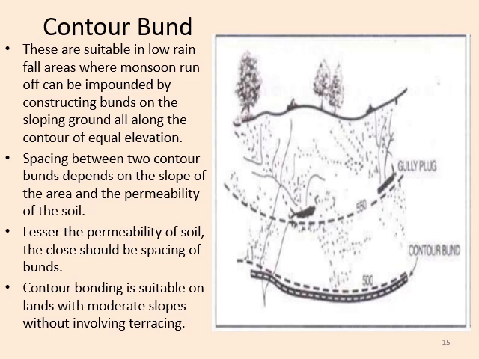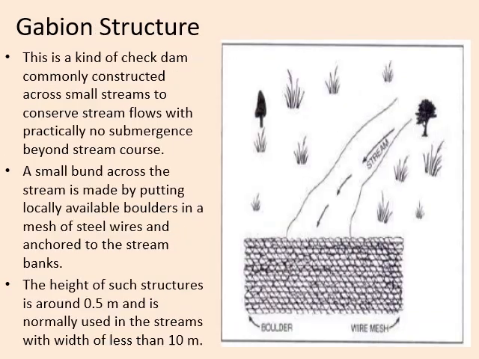So here, at the 550 contour level, two gully plugs are constructed, shown with the dark thick lines, and at the 500 meter contour a contour bund is constructed. The slopes are towards the downward direction of the diagram.